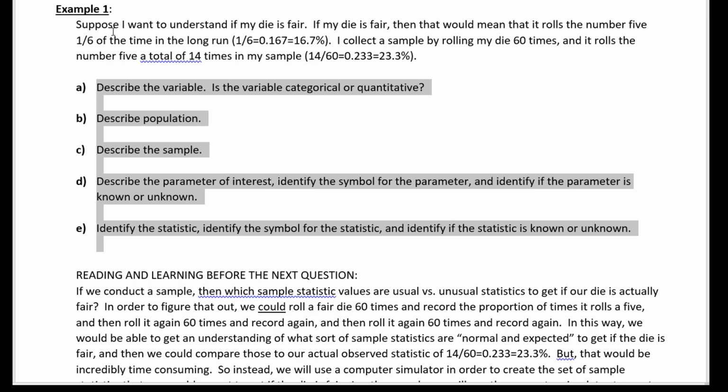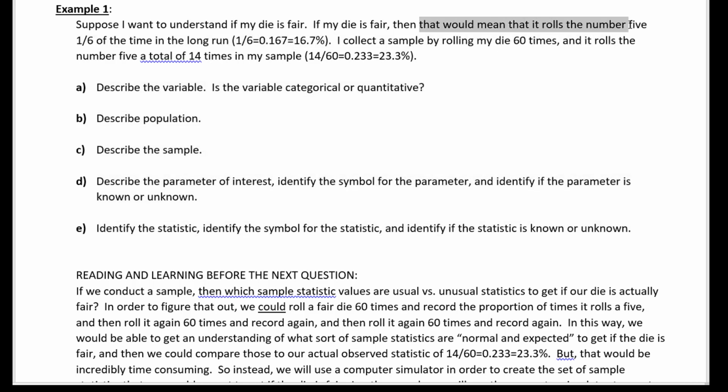So in this example, it says, suppose I want to understand if my die is fair. So I have a fair, six-sided die in my hand. If my die is fair, then that means that it would roll the number 5 a sixth of the time in the long run. Notice 1/6 is the number 0.167 if you divide it out. That is 16.7% of the time it would roll a 5 in the long run.